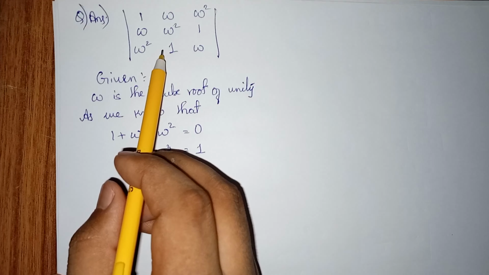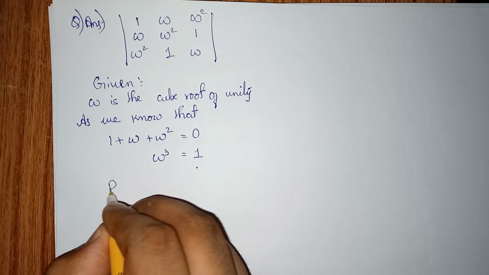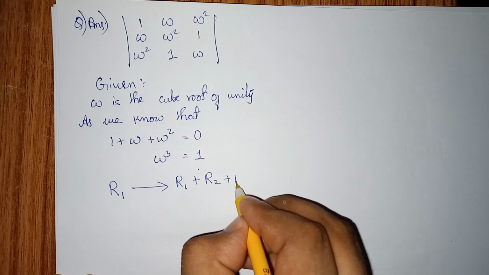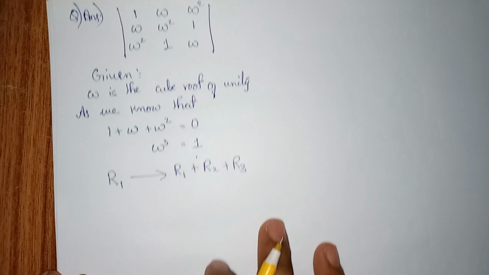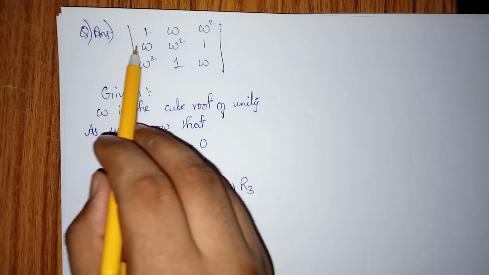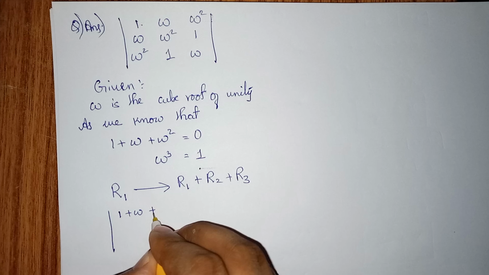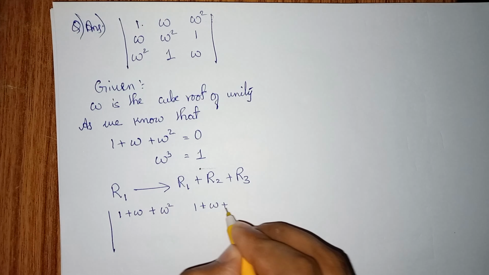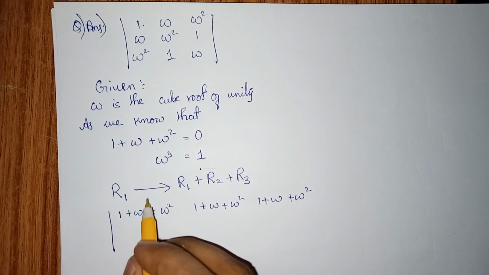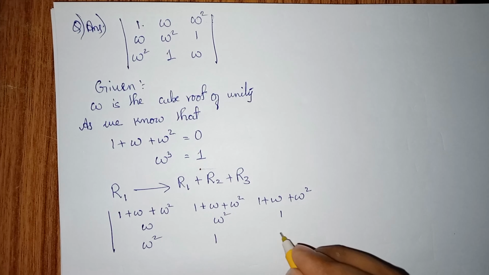Now we have the matrix and need to find the determinant. First I will take the row operation: in row 1, I will add row 1 plus row 2 plus row 3. See here, this is row 1. Now what will be the answer? 1 plus omega plus omega square, 1 plus omega plus omega square, 1 plus omega plus omega square. I have changed only row 1. The next rows will be as they are: omega, omega square, 1; omega square, 1, omega.